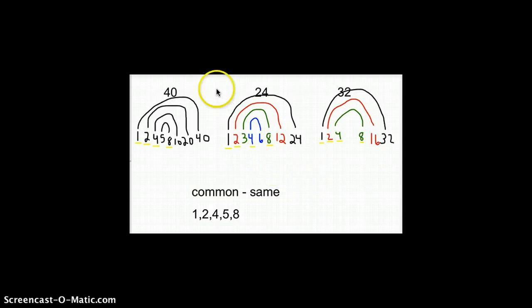But our job is to find the greatest common factor. So the word greatest means biggest. So here's our common factors right here. We want to find which of those common factors is the biggest. Obviously, you know that 8 is the biggest number here. So the greatest common factor of 40, 24, and 32 is 8.